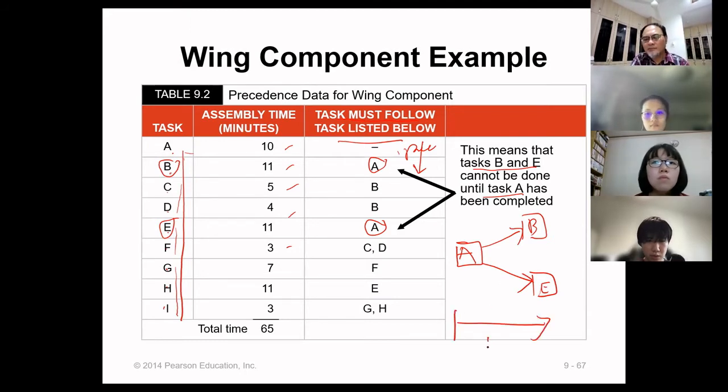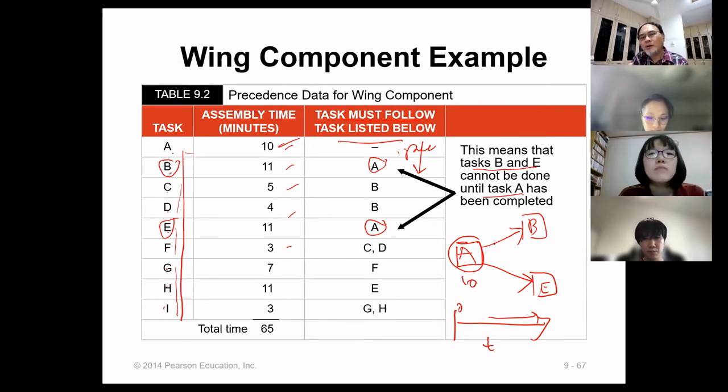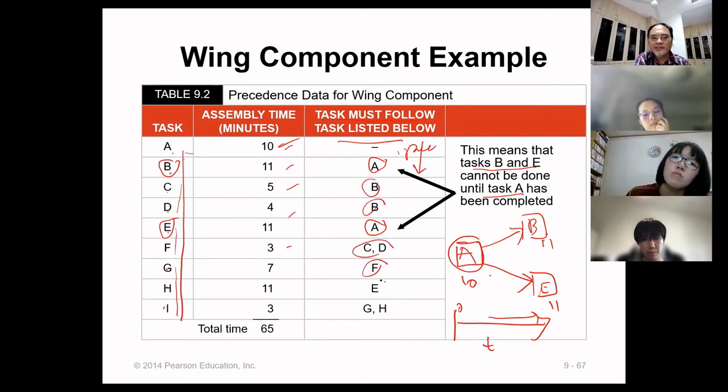So this is time. Time starts at 0. After 10 minutes complete, only B can start. After 10 minutes complete, only E can start. Of course, B will require 11 minutes. E will require 11 minutes also. So that's the meaning of that. So you can actually see all the precedents.